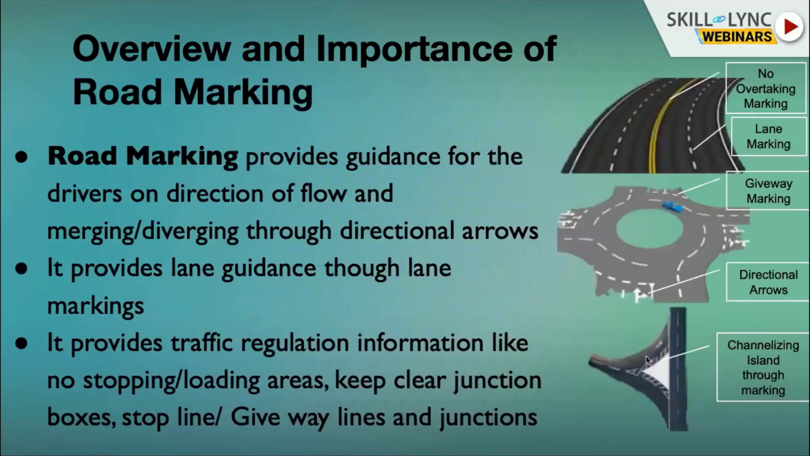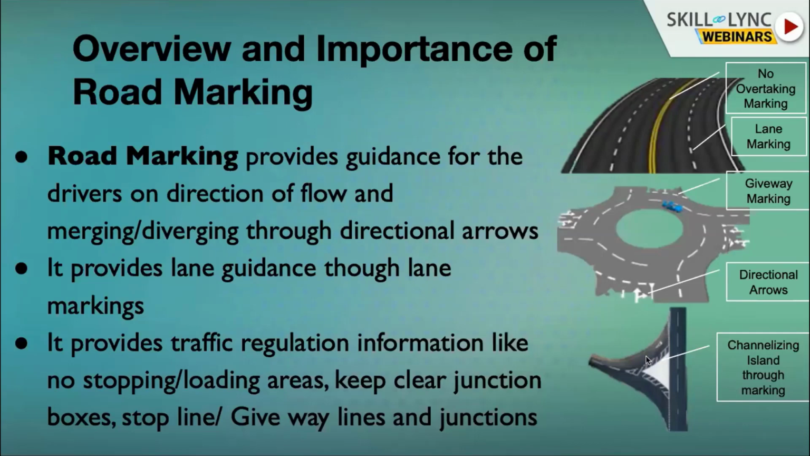Now let's come to road markings. Road markings usually act as a guidance to the road users. They provide some extra emphasis along with the road signs, along with the traffic signs. Lane markings provide guidance to maintain lane discipline. And double yellow lines, as you can see in the slide, indicate that it is a no overtaking zone.